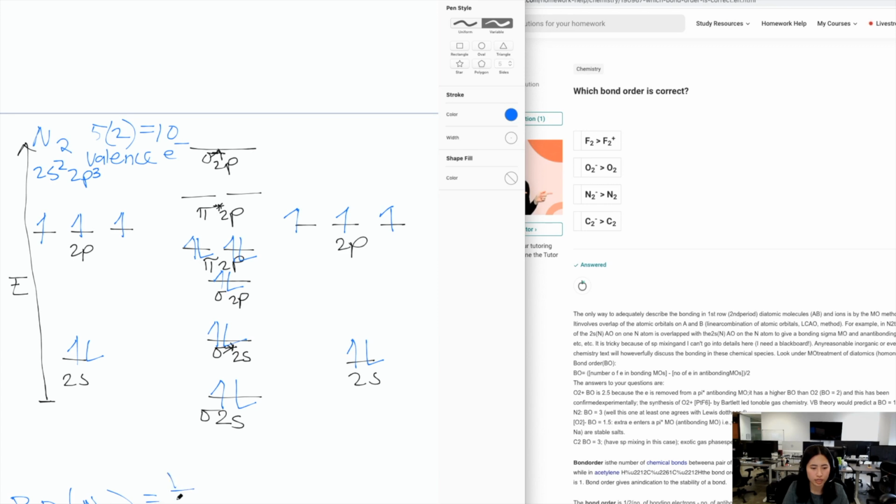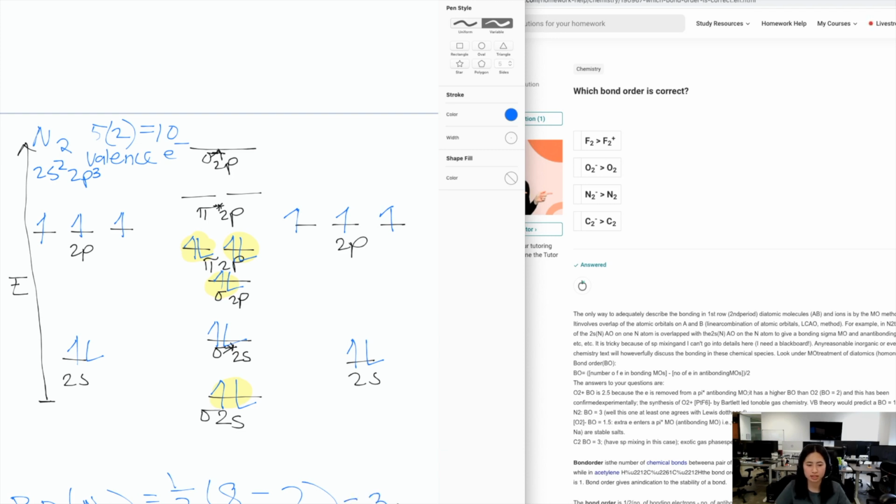is equal to 1/2 times bonding. So you have 2, 4, 6, 8, right? So that's 8 electrons in your bonding orbital for N2 minus anti. So anti would be 2, and that's it. So you only have 8 minus 2. So you have 6 divided by 2, which is 3, right? So the bond order of N2 is actually 3.